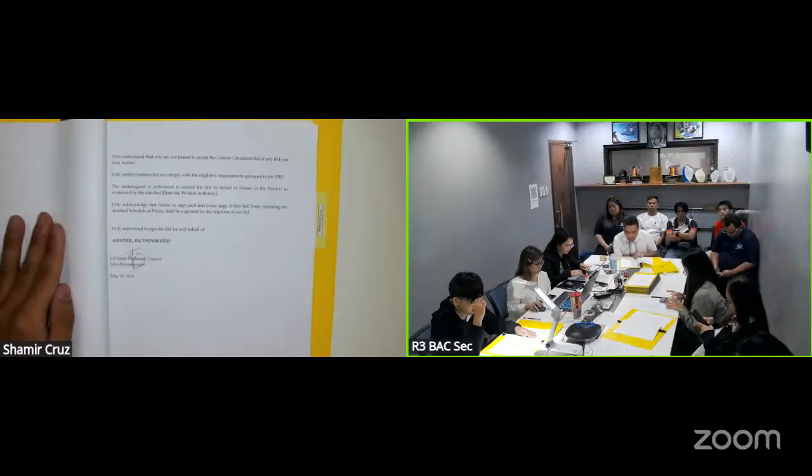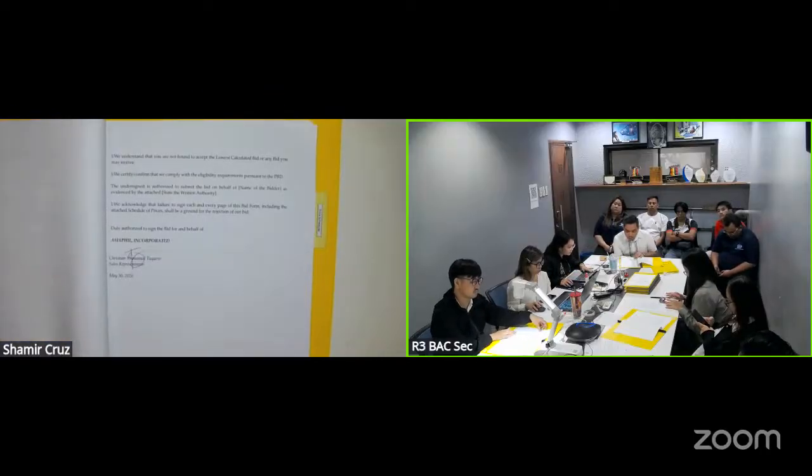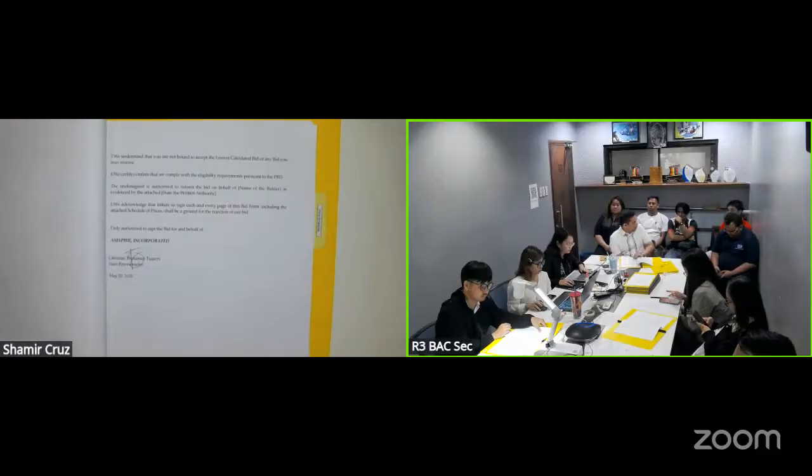The title of the document is Bid Form for Procurement of Goods. The duly accomplished form should be submitted with the bid. And when we say duly accomplished, we assume that all necessary information will be included for the document to be complete on its face.